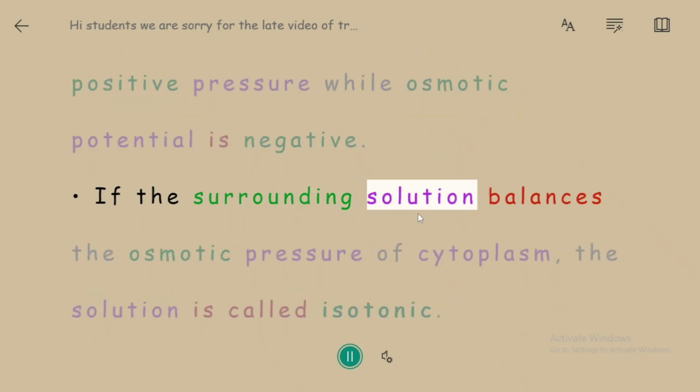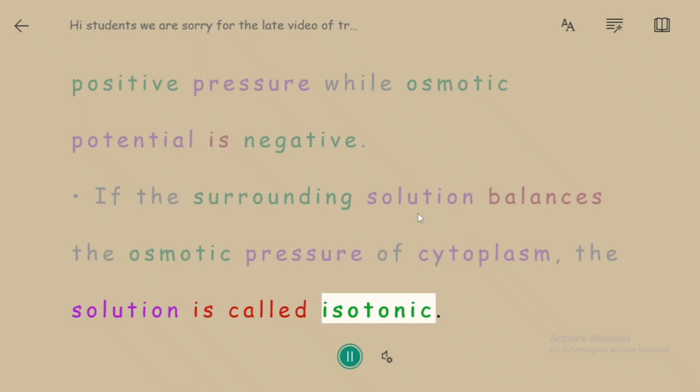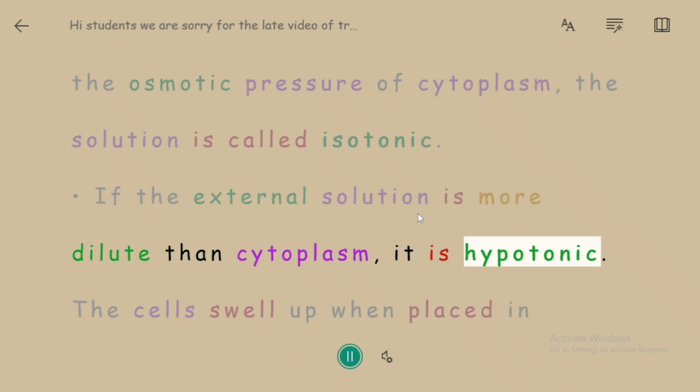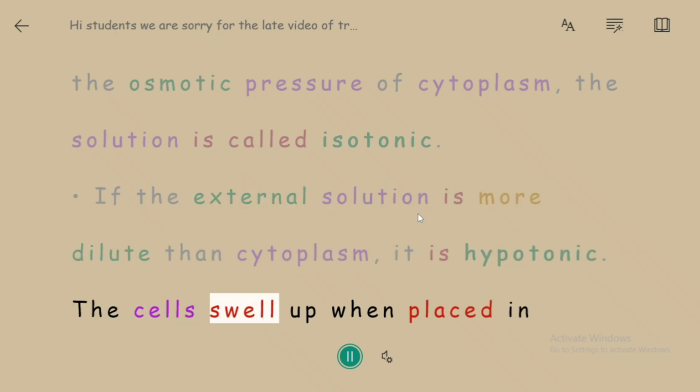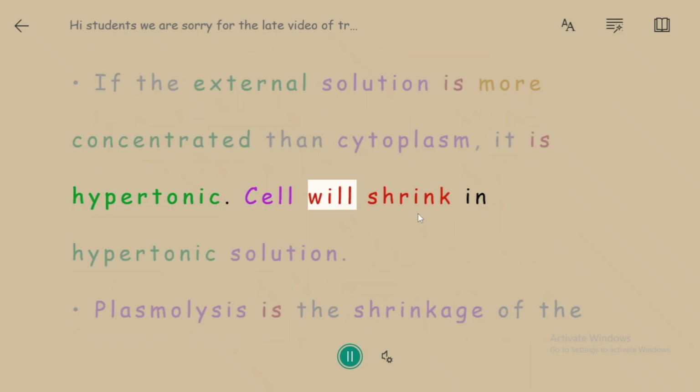If the surrounding solution balances the osmotic pressure of the cytoplasm, the solution is called isotonic. If the external solution is more dilute than the cytoplasm, it is hypotonic. The cells swell up when placed in a hypotonic solution. If the external solution is more concentrated than the cytoplasm, it is hypertonic. The cell will shrink in a hypertonic solution.